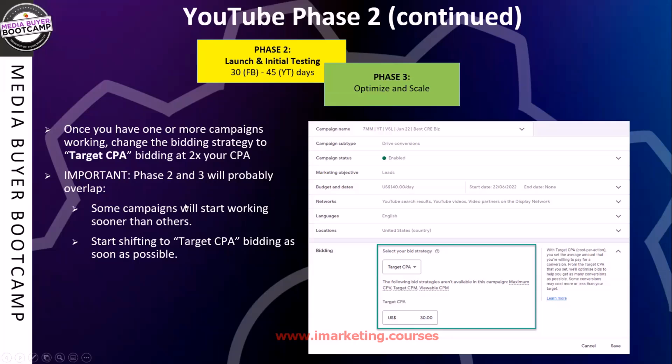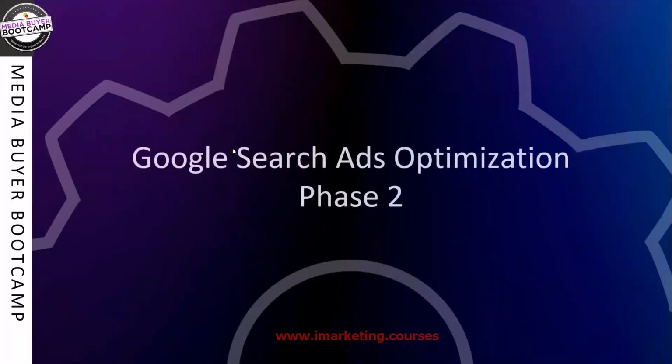So that's the next part. Remember, all of that I've talked about with you is mainly focused around the YouTube ecosystem. Now let's have a look at phase 2 for Google search ads. So this is when you're going into optimization.